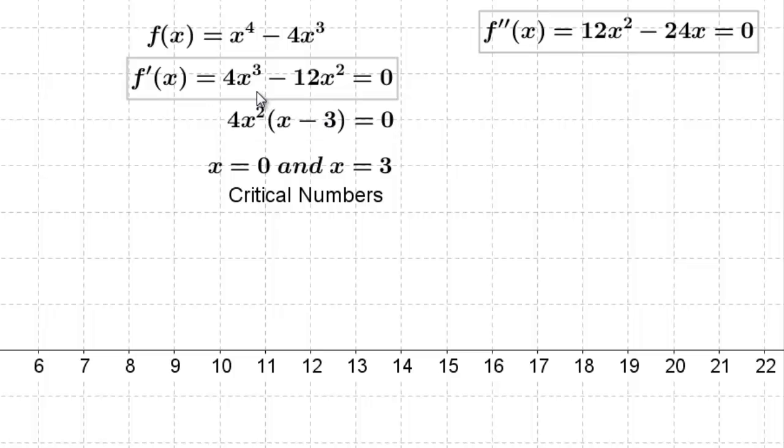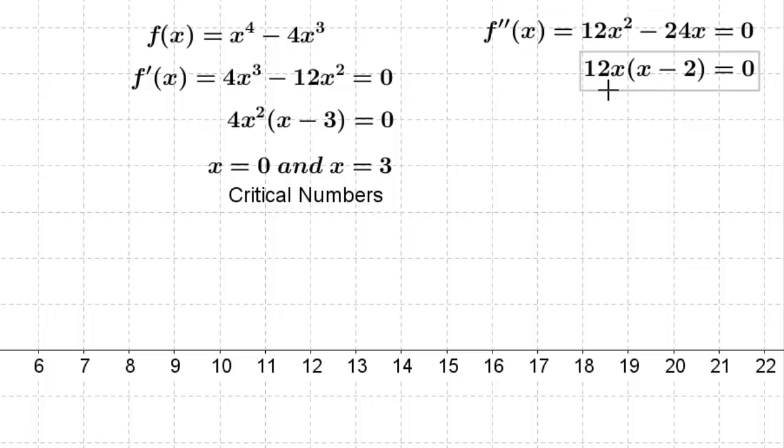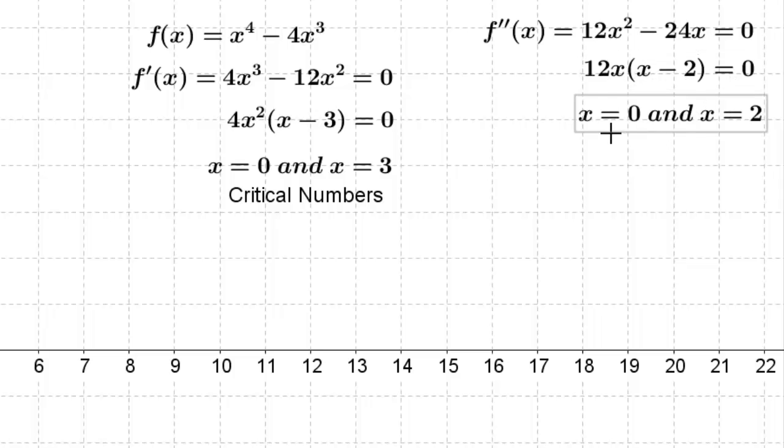If we take the derivative of the first derivative, we get 12x squared minus 24x, and then we're going to set that equal to 0 to find the points of inflection, or the inflection points. Similarly, we can factor out a 12x out of both terms, and so we have 12x times the quantity x minus 2 equals 0. And by the zero product property, both x equals 0 and x equals 2 make that statement true, meaning that both x equals 0 and x equals 2 are inflection points, places where the concavity is changing.